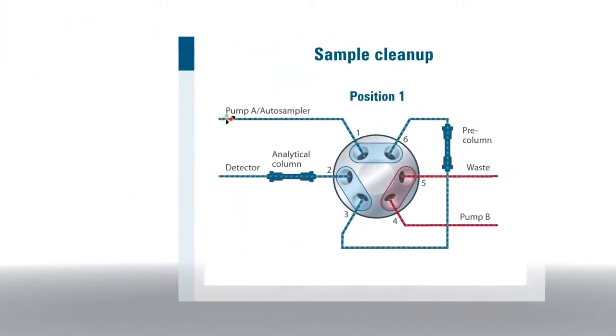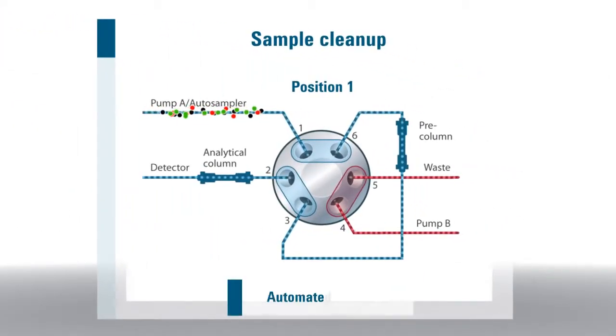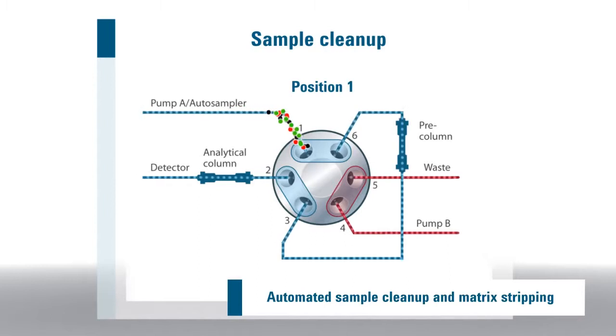Analyzing compounds of interest is always a challenge when samples contain complex matrices. Typically, sample cleanup or matrix stripping is required, and the Agilent 2-position 6-port quick change valve provides a simple automated solution for this task, regardless of whether you are dealing with biological fluids, food extracts, or wastewater.